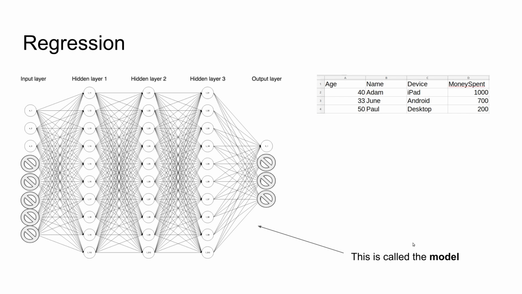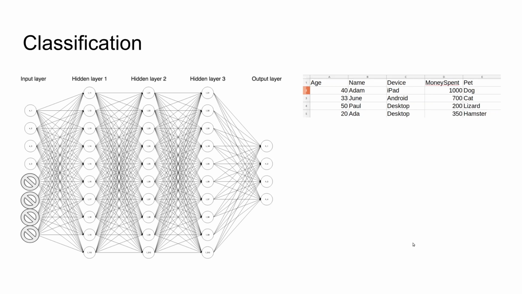So that is regression. So if you instead think of something where the label is actually not a real number that we can calculate how far off we were. So in this example, we have a different data set. We have 4 input features. We have age, name, device, and money spent. So money spent here is not a label anymore.